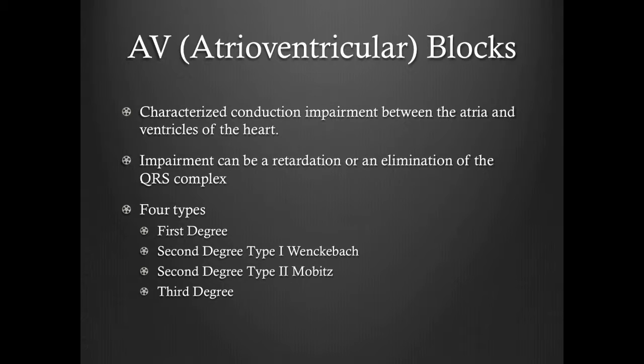The impairment can be a retardation or a slowing down of the conduction impulses, or a complete elimination of the following QRS complex after a P wave. There are four types of AV blocks we're going to talk about today. The first one, first degree AV block, which is a prolonged PR interval that just stays the same. You never lose a QRS complex. And there are two second degree AV blocks. One is the Wenckebach block, one is the Mobitz. And finally, there is a third degree or a complete heart block that we will talk about last.